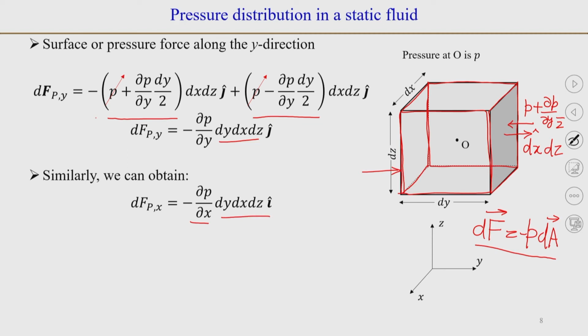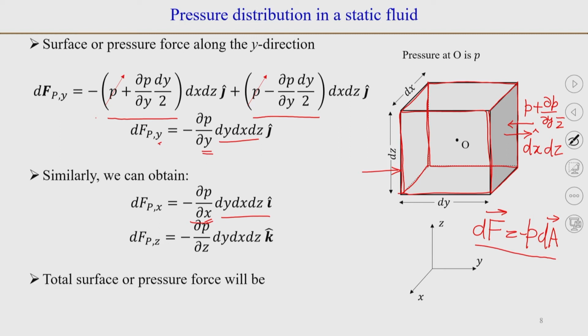So, you see the only difference from the y-direction result is that y is replaced by x. Similarly, the third component of this force will be in the z direction: minus del P by del z dx dy dz. So, next let us look at and put together all the terms.